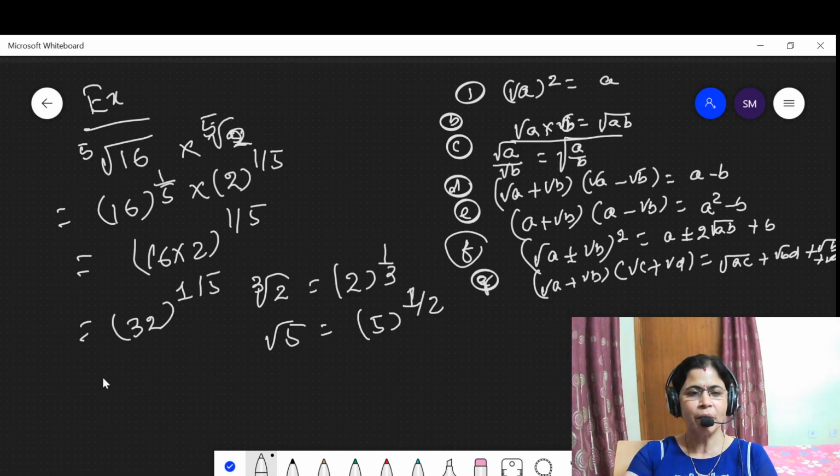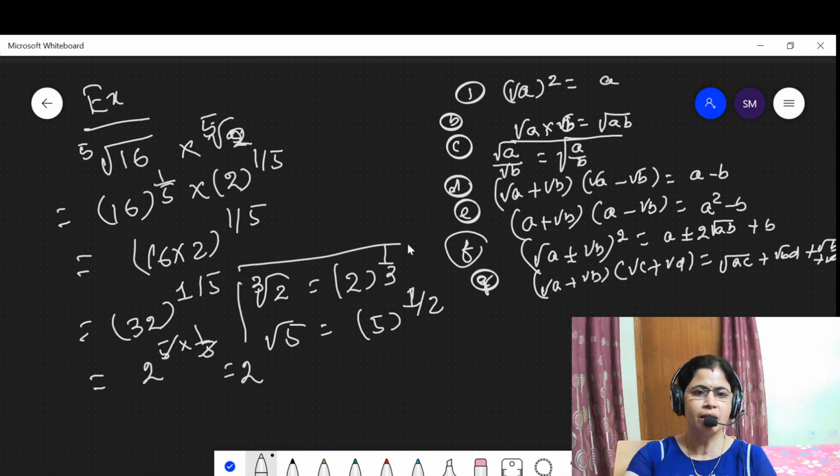Then when you find the fifth root of 32, 32 can be written as 2 to the power 5 into 1 upon 5. 5 cancels, which is equal to 2. This is the answer of the given question. 2 is the answer. Now let us discuss another example.